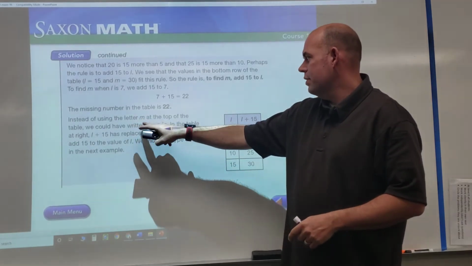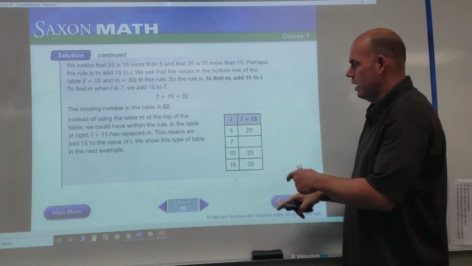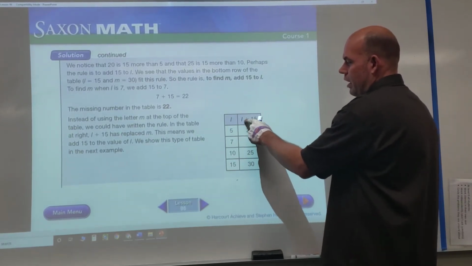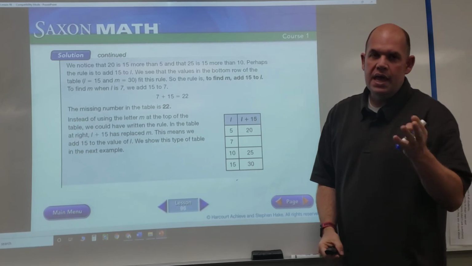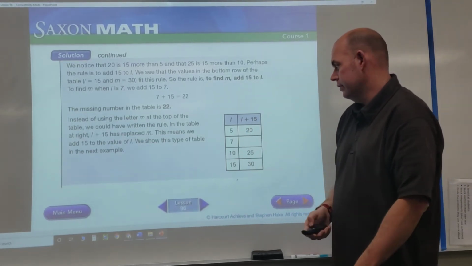Instead of the letter m at the top, we could have just written the rule. And that's what they've done here in the table: instead of m, they just said L plus 15. So m equals L plus 15. That's the function. Okay.